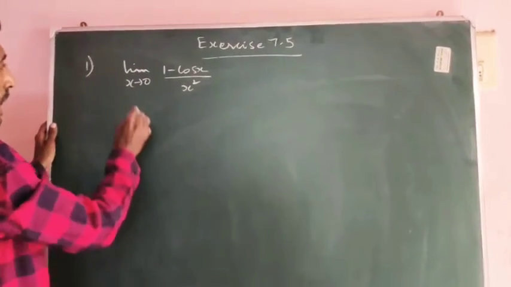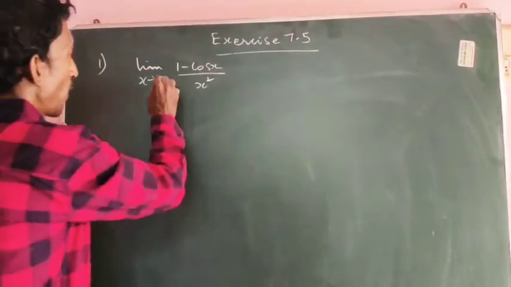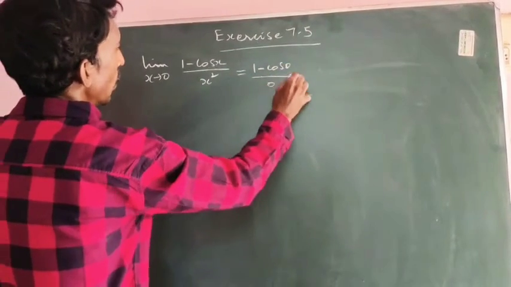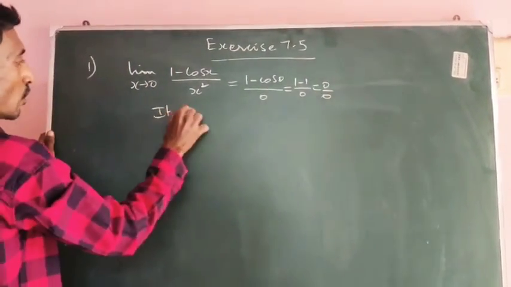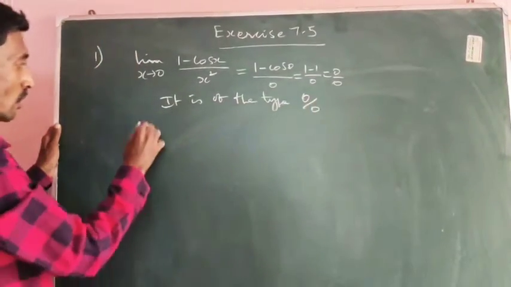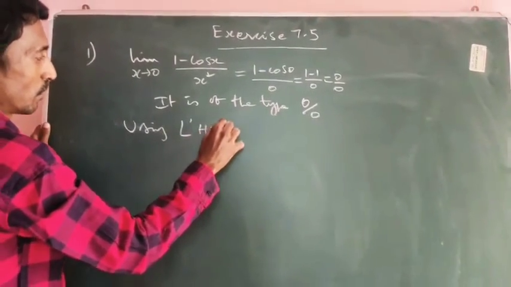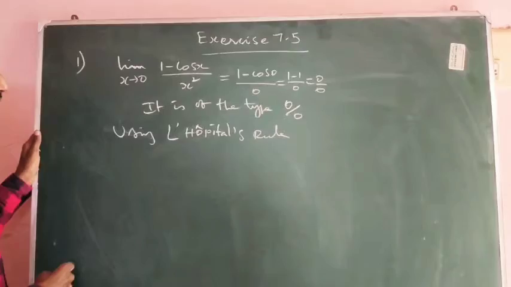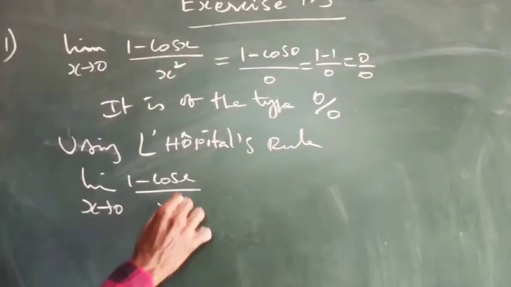The first question is limit x tends to 0, (1 minus cos x) by x square. Apply the limit, put x equal to 0. So 1 minus cos 0 by 0, cos 0 is 1. So 1 minus 1 is 0; it is of the type 0 by 0. So we go for L'Hopital's rule.